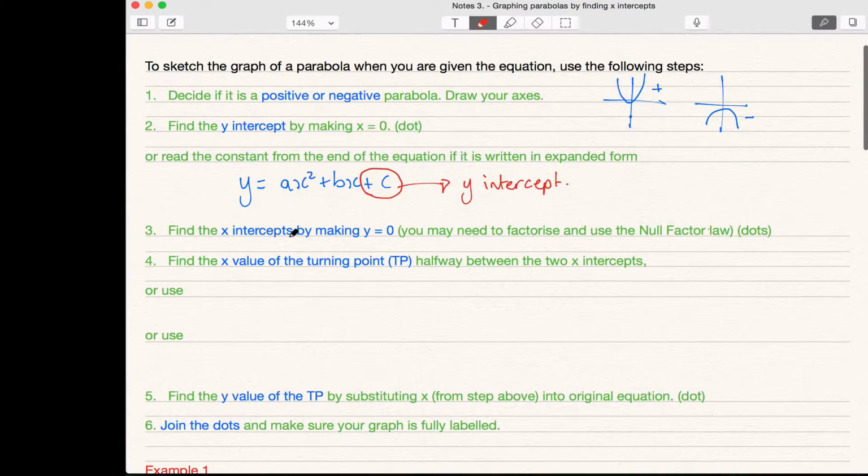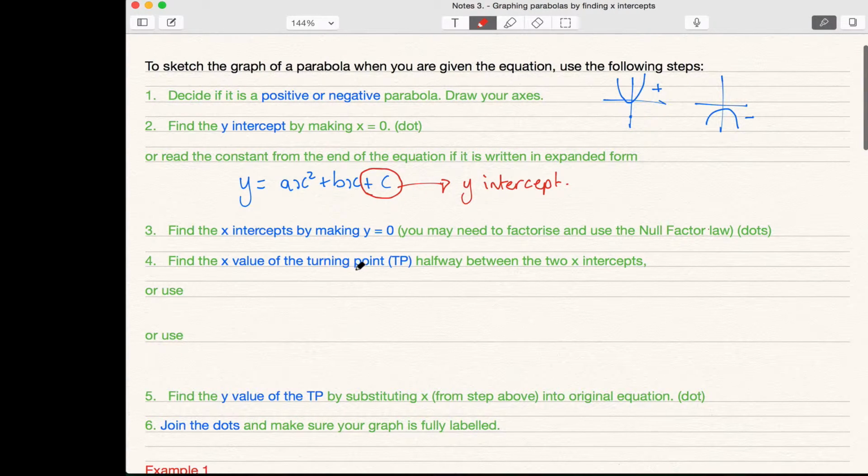Step 3, you need to find the x-intercepts by making y equals 0. And this is a step that trips up a lot of people. You might need to factorize and use the null factor law to solve to make y equals 0. Once you've done that, you need to put 2 dots if there's 2 x-intercepts.